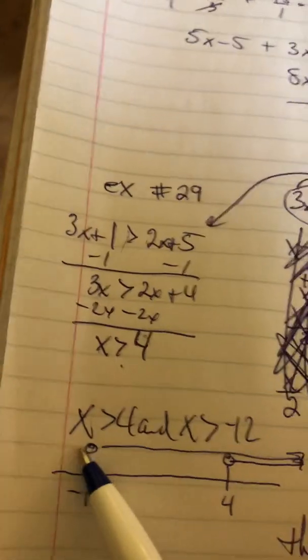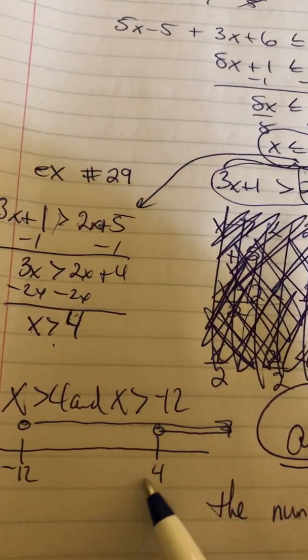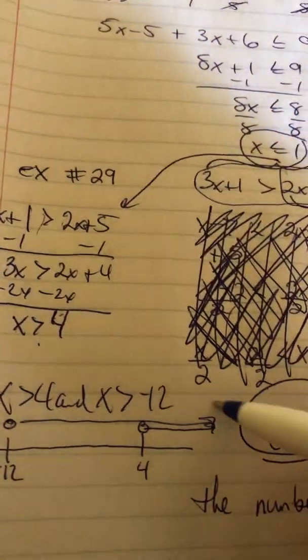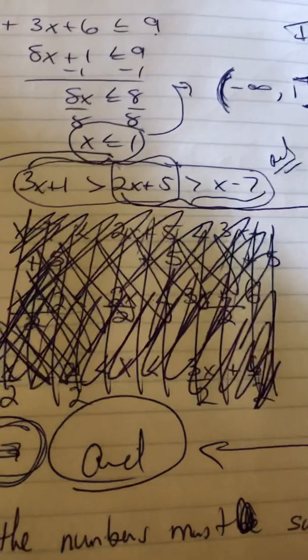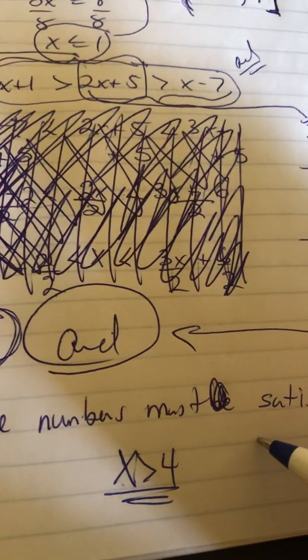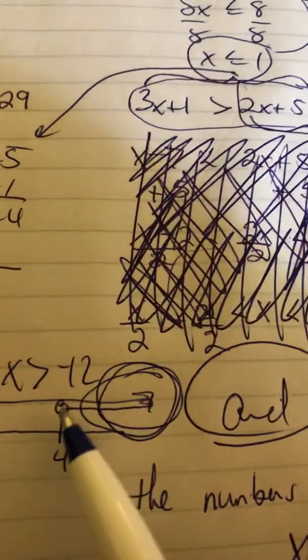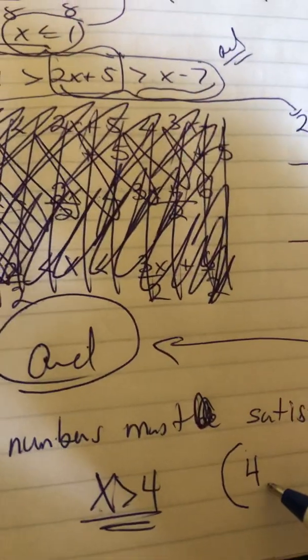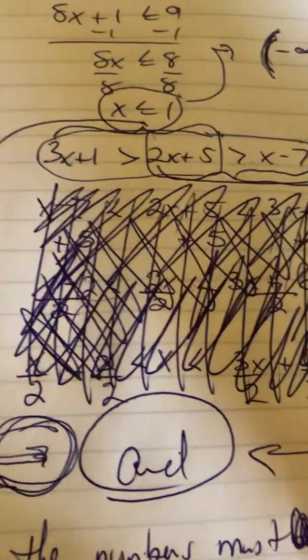So if I draw this on the number line, I'm having x being greater than negative 12, which is off to this side, and x being greater than 4, which is off to this side. The and is from 4 off to infinity. So if we did it in interval or inequality notation, it would just be x is greater than 4. If we did it in interval notation, open parenthesis, because it's a hollow dot, and we are 4 off to infinity. Hopefully that makes sense, folks.